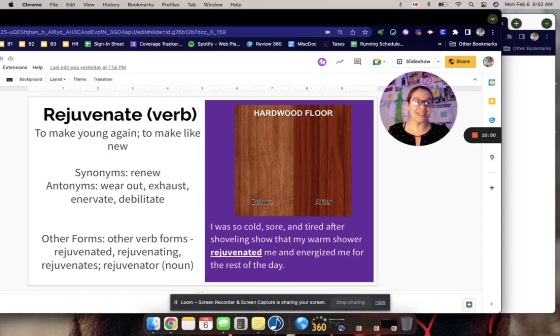Then we get to rejuvenate. Rejuvenate is a verb that means to make young again or to make like new. So a person can be rejuvenated but objects can also be rejuvenated. Theories can be rejuvenated. Ideas can be rejuvenated. Your only synonym is to renew.